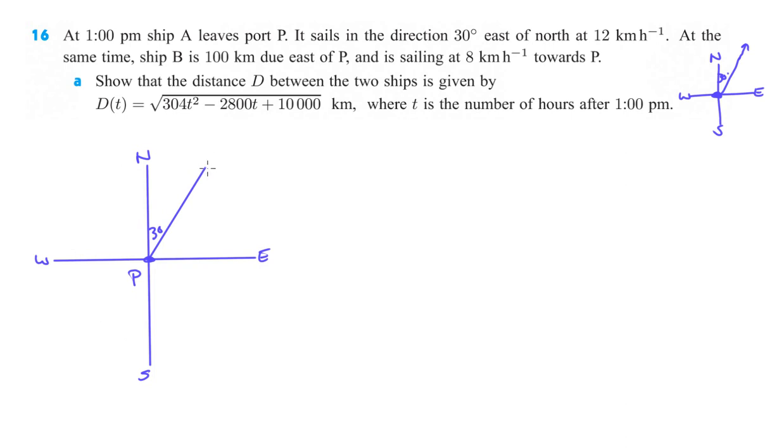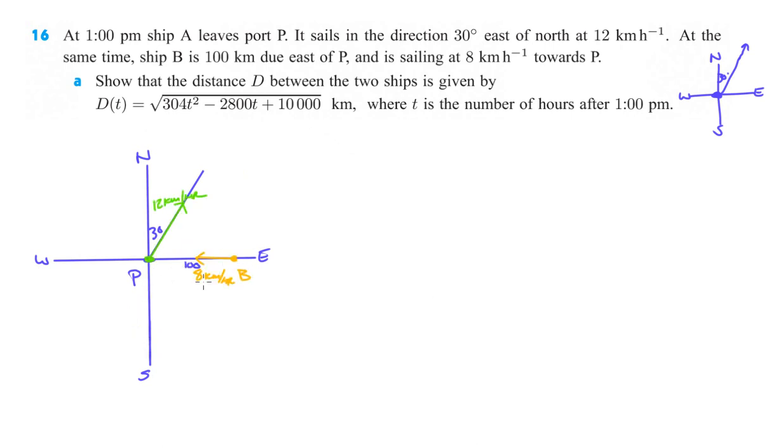30 degrees, this ship is heading off. And then it says ship B is 100 kilometers due east of P. So we know that this is 100 kilometers here. Okay, and it's sailing at 8 kilometers an hour towards P. So it's basically heading straight back towards P. Show the distance D between the two ships is given by this here, where t is the number of hours after 1 o'clock. Okay? Okay, I had it going due south.